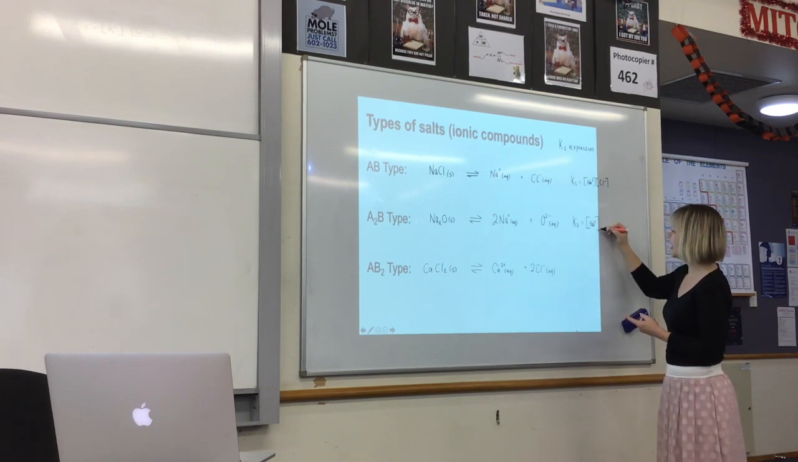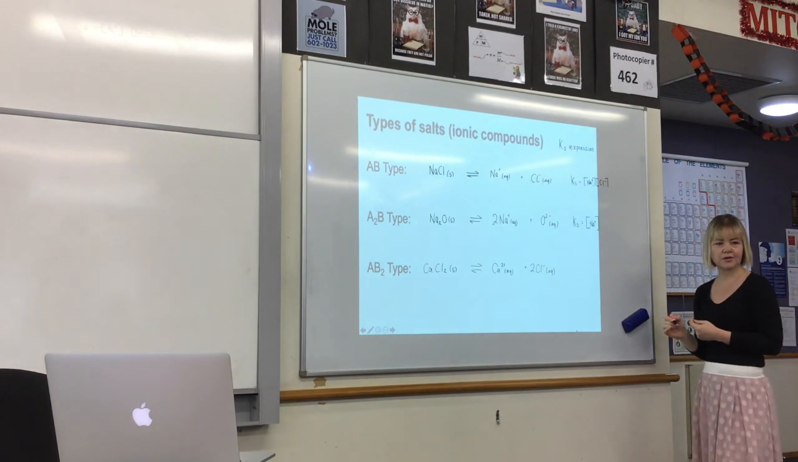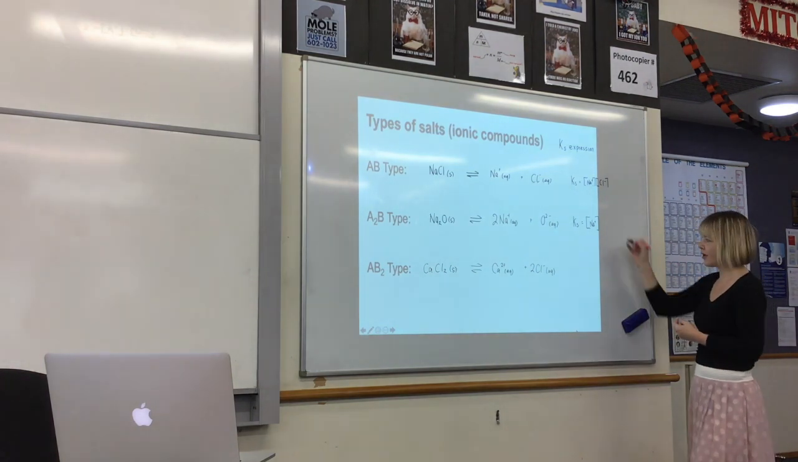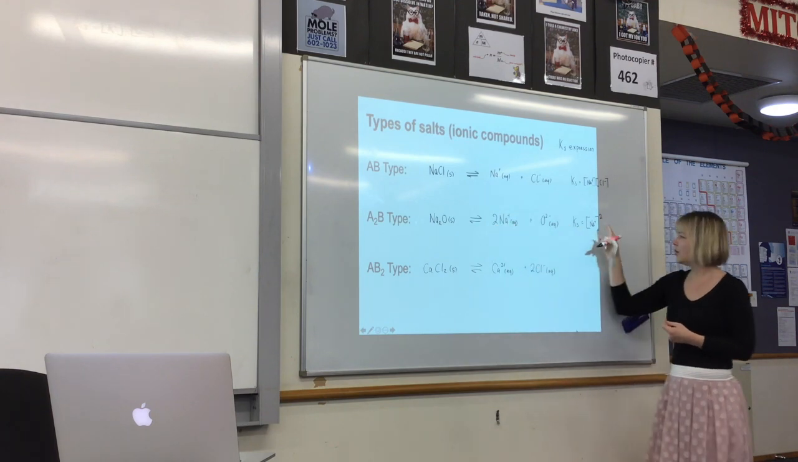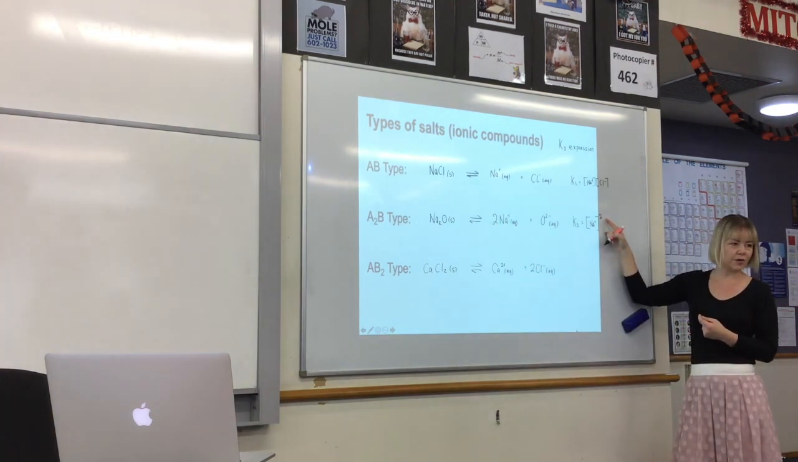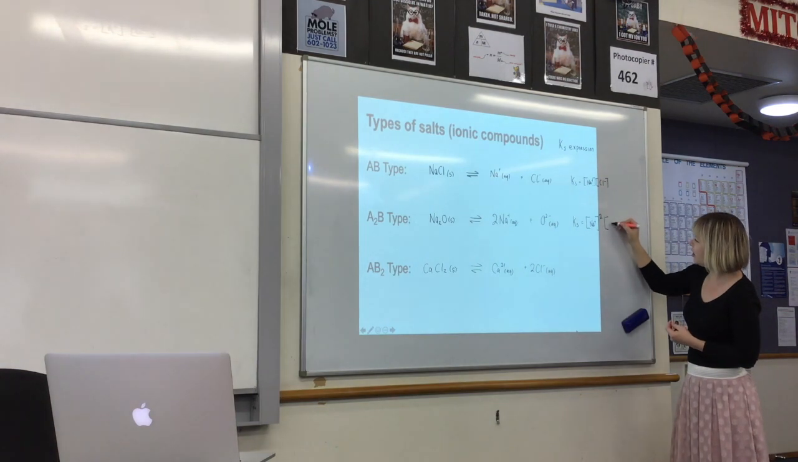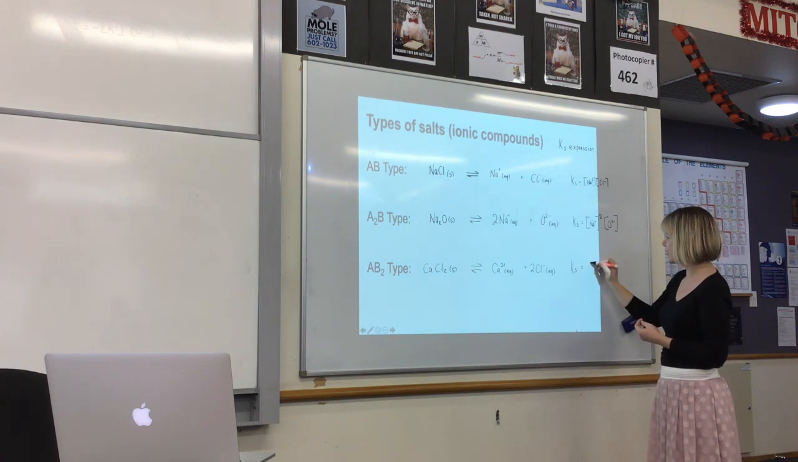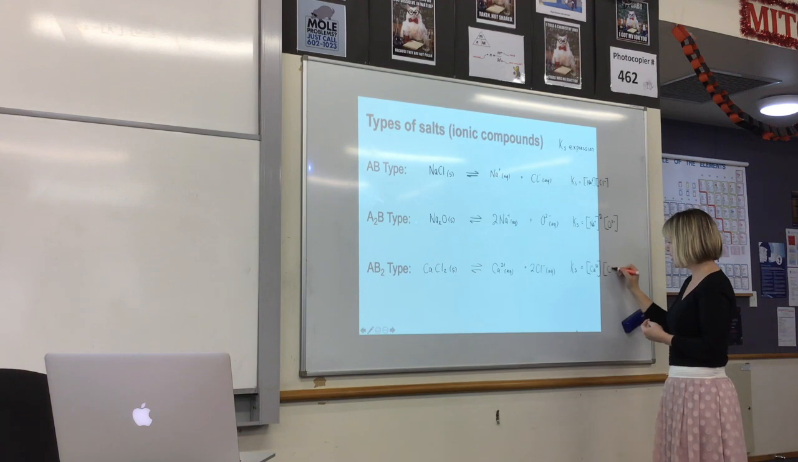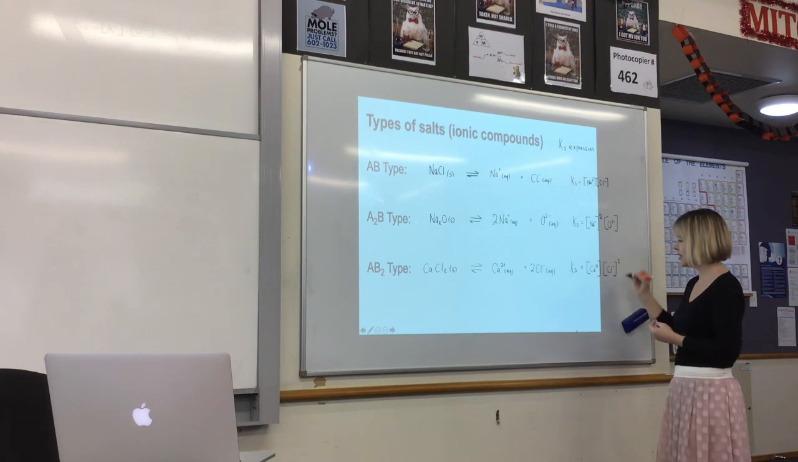What do you remember from last year about coefficients? They go to the power, don't they? And so the 2 there would become sodium to the power of 2. And then you've got your O2 minus concentration. And then this one here would be KS, which is the calcium concentration times your chloride concentration squared.